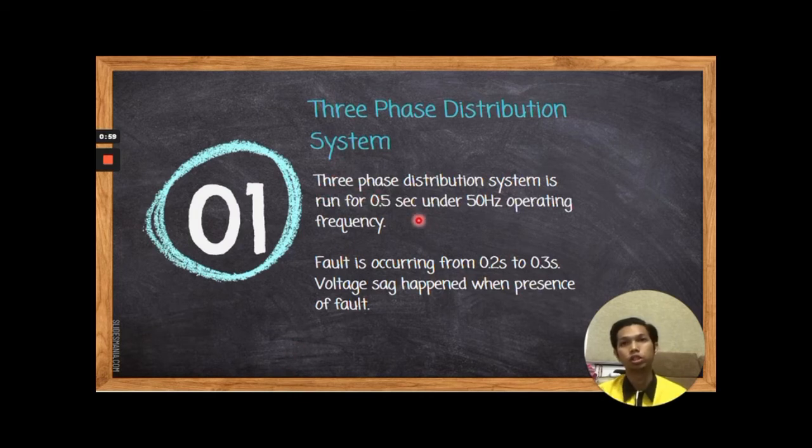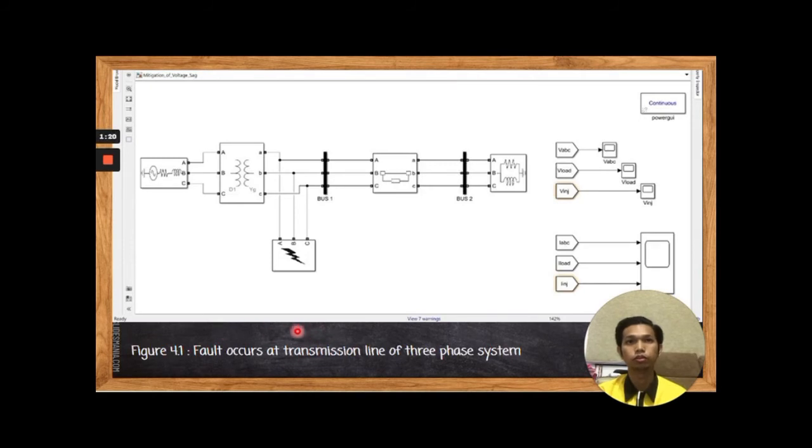So next we go to the first one, that is the three-phase distribution system. The three-phase distribution system is run for 0.5 second under 50 Hz operating frequency. Fault is occurring from 0.2 second to 0.3 second. Voltage sags happen when there are faults. So next we go to the first figure, which is about the fault focus at the transmission line of the three-phase system. In figure 1, what we can see is the simulation using Simulink MATLAB when a fault is present at the three-phase system transmission line.